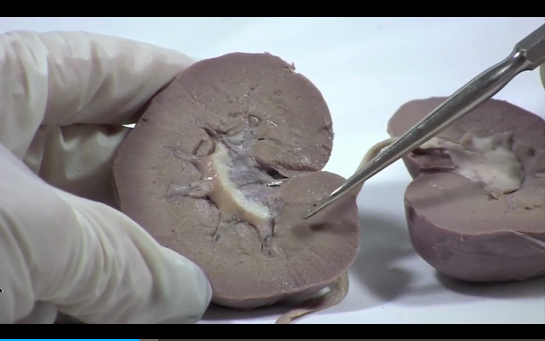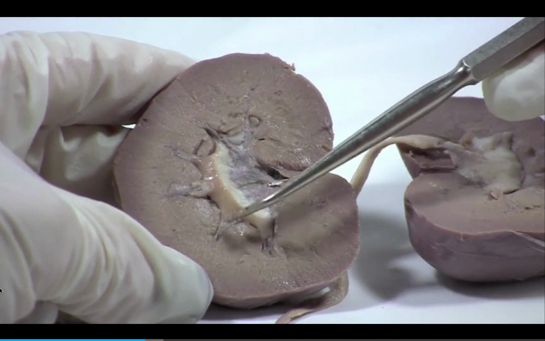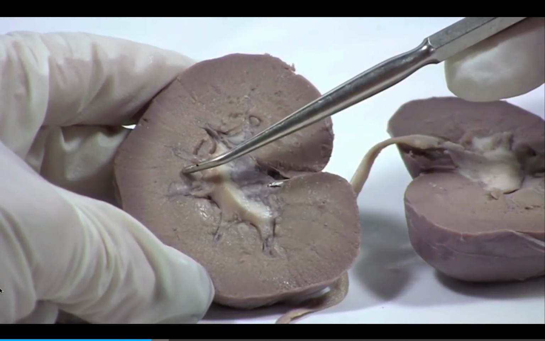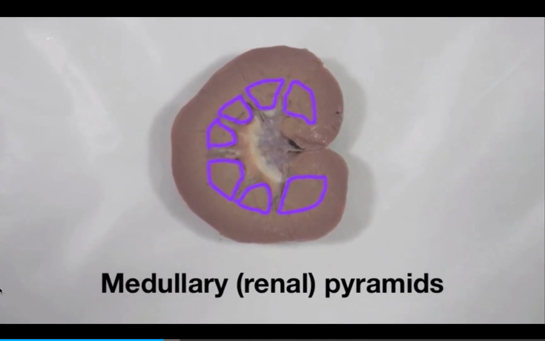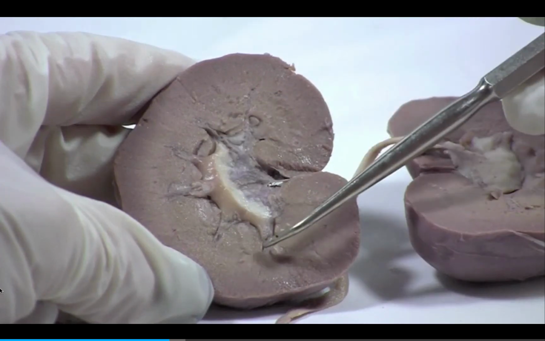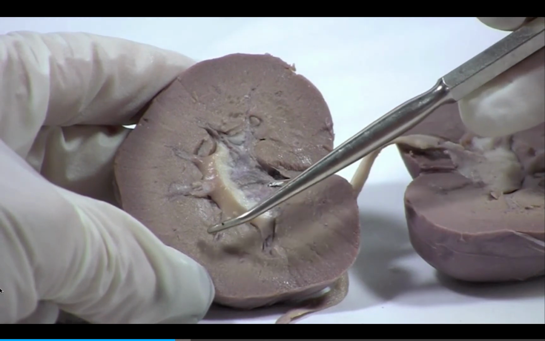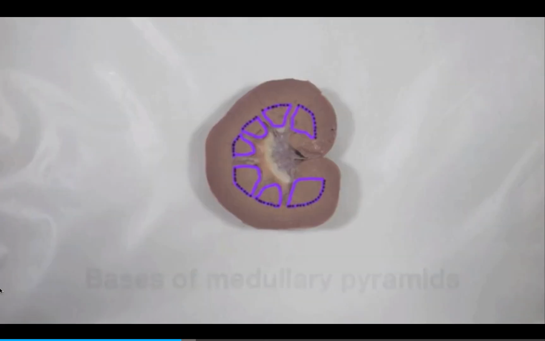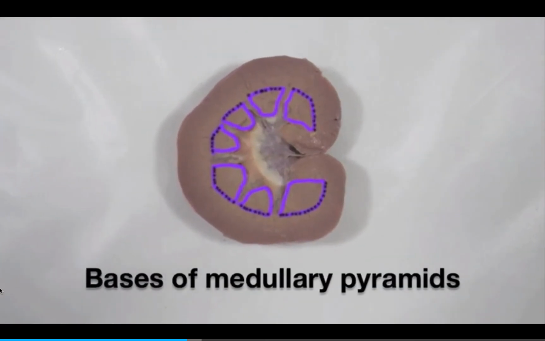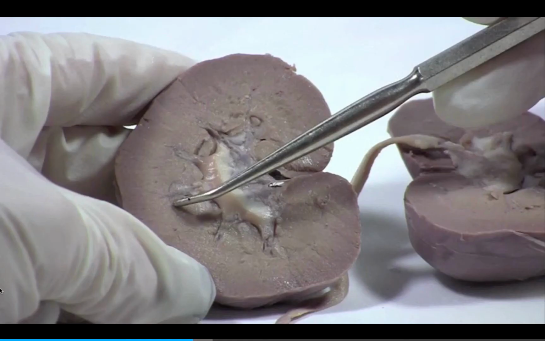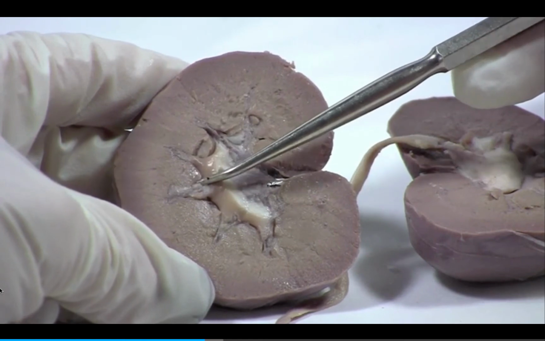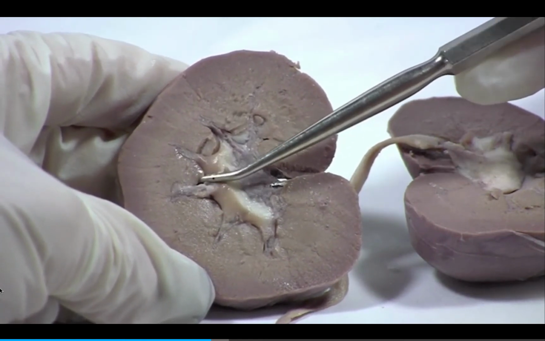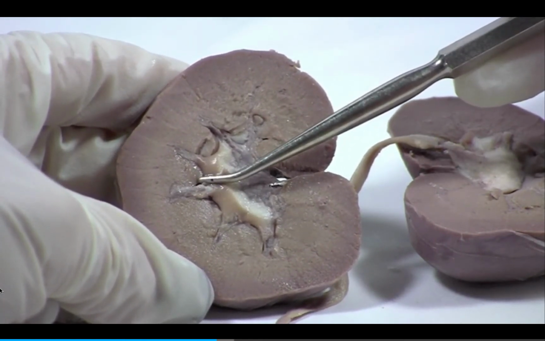It's made up of a basic subunit called renal pyramids, or medullary pyramids. The base of those pyramids is against the renal cortex. The tips of the renal pyramids project in towards the renal pelvis. Here you can see the tip of a renal pyramid. That's called a renal papilla, or apex.